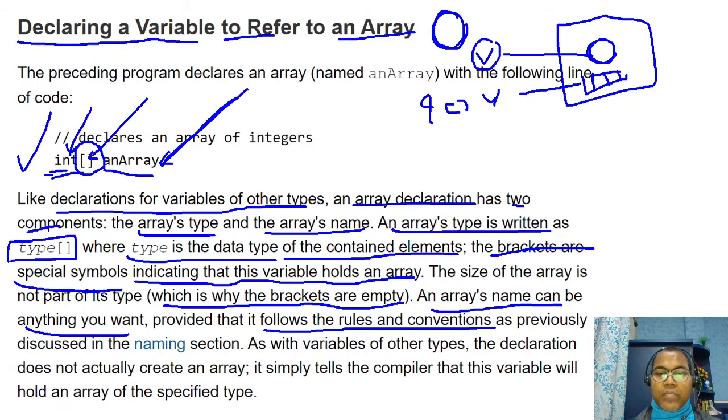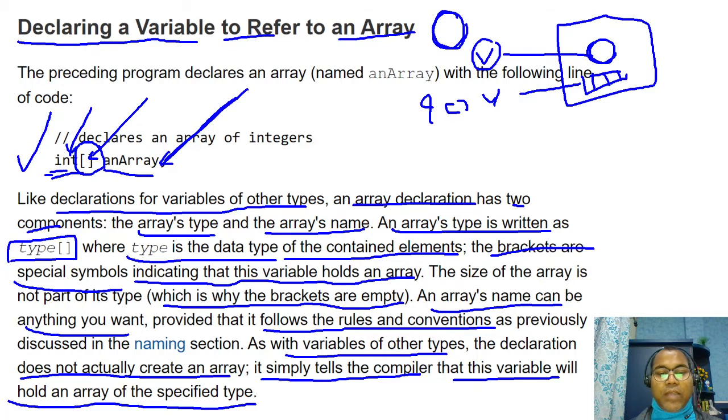As with variables of other types, the declaration does not create any array. It simply tells the compiler this variable will hold an array of a specific type. So whenever you write this syntax, it is not going to create any object in memory. It just tells the compiler the programmer wants to create one variable, a kind of array variable. That is the only indication here.